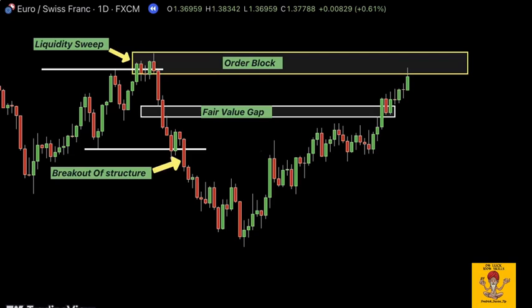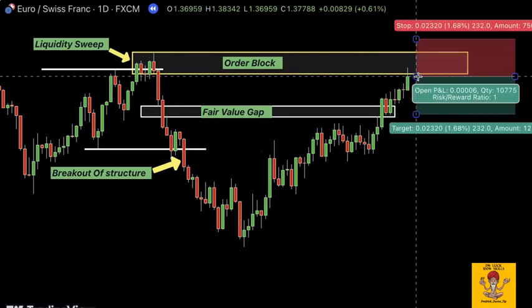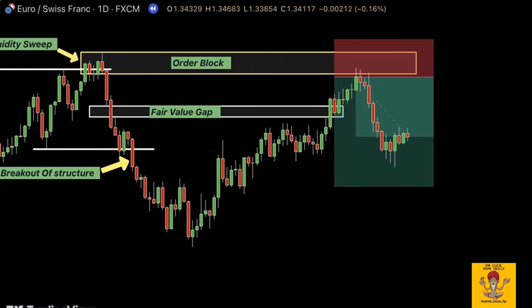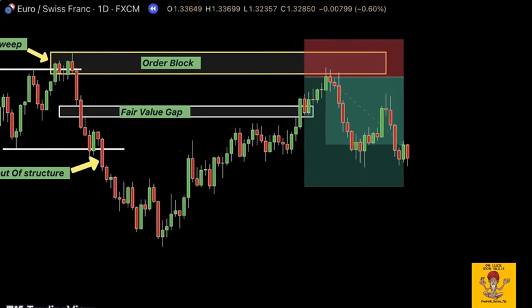When price re-enters the bearish order block, watch for three key signals: rejection wicks, which indicate selling pressure, bearish candlestick patterns like engulfing formations, and a short-term structure shift, confirming continued bearish momentum. When all these signals align, it's your confirmation to enter a sell trade with the expectation that price will continue moving lower as the bearish trend resumes.